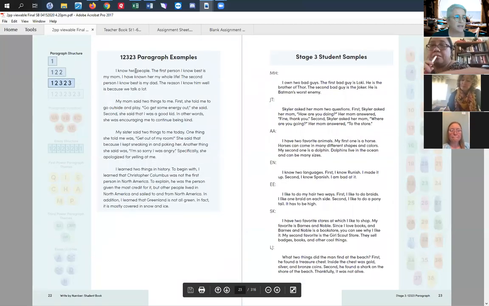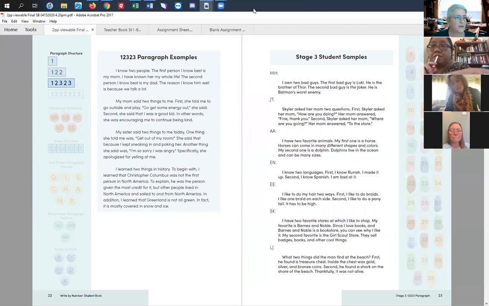So now it becomes, I know 2 people. The first person I know best is my mom. And then this sentence, I have known her my whole life. That is a third power. Let me annotate this here. So this right here gives us more information about this one. And the second person I know best is my dad, and then something about my dad. And so this one gives more information about the one before it.